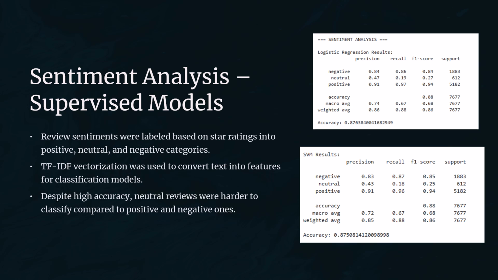However, the neutral class was significantly harder to classify. Recall dropped to just 18 to 19% and F1 scores were low. This tells us that neutral reviews often have ambiguous or mixed language, making it tough even for a machine to decide how they feel.